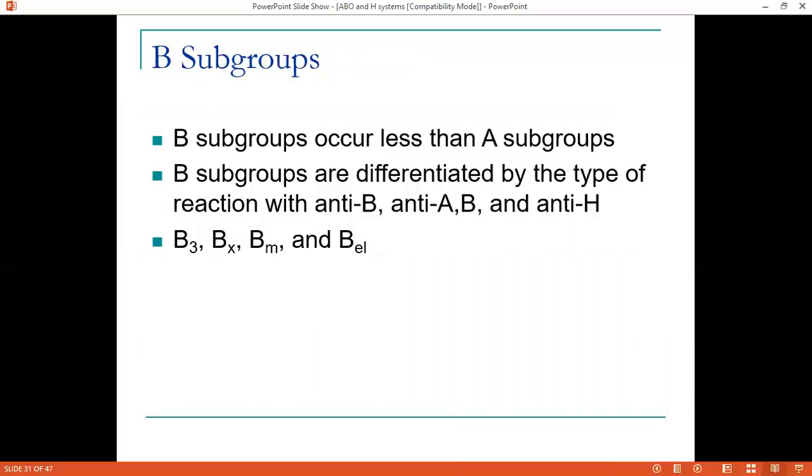There are B subgroups, which occur a lot less frequently than your A subgroups, but they are possible. These B subgroups are differentiated by the type of reaction that they have with the anti-B reagent, the anti-A,B reagent, and the anti-H reagent. The criteria for the recognition and differentiation of these subgroups are similar to those of the A subgroups, but typically these subgroups demonstrate weak or no agglutination of red cells with anti-B reagents.